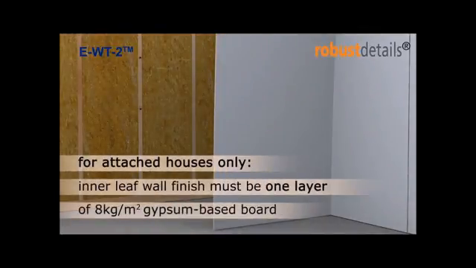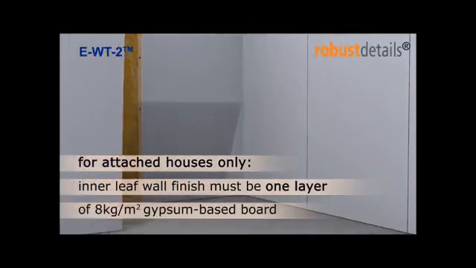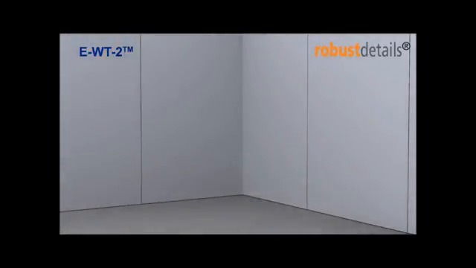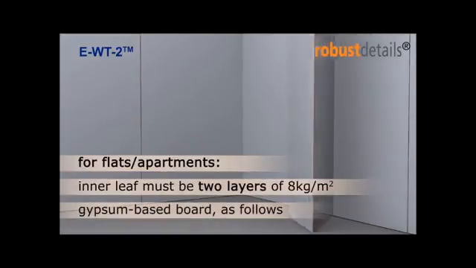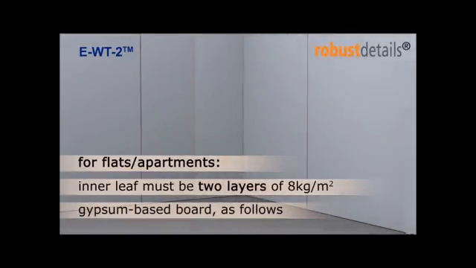For houses, one layer of board is needed to the external flanking walls. For flats, two layers are needed. Note that the mass per unit area for this board is that of a typical standard plasterboard.